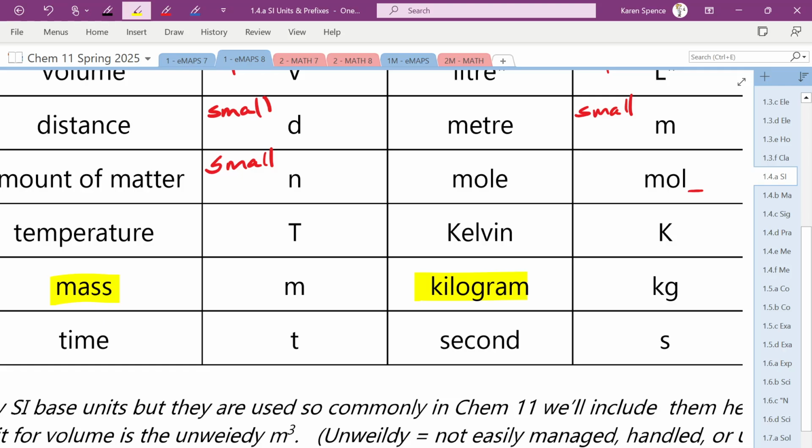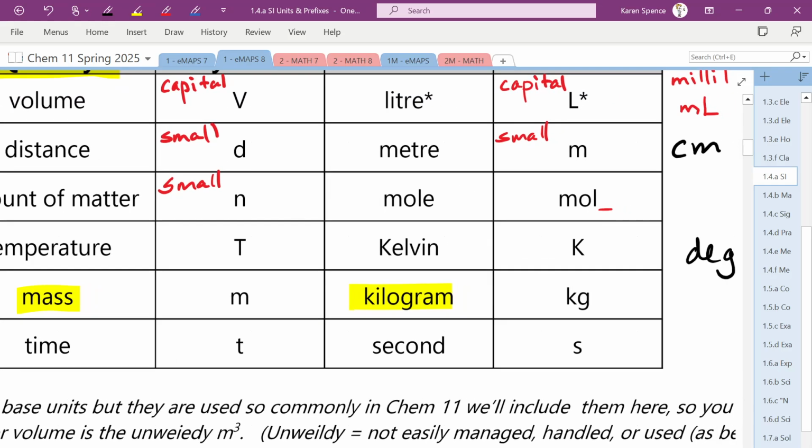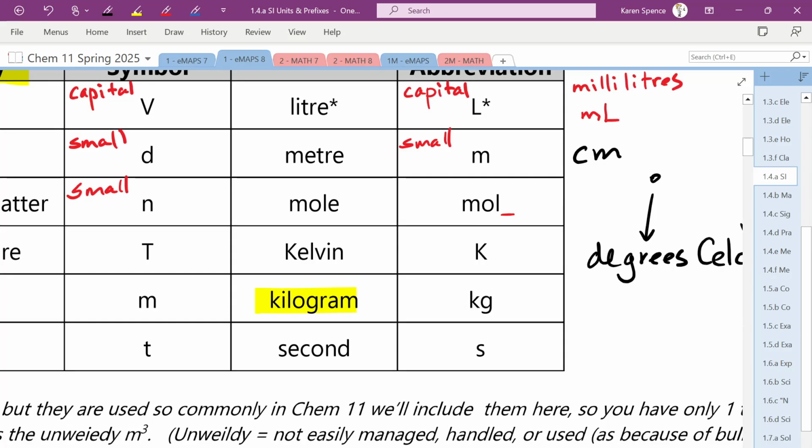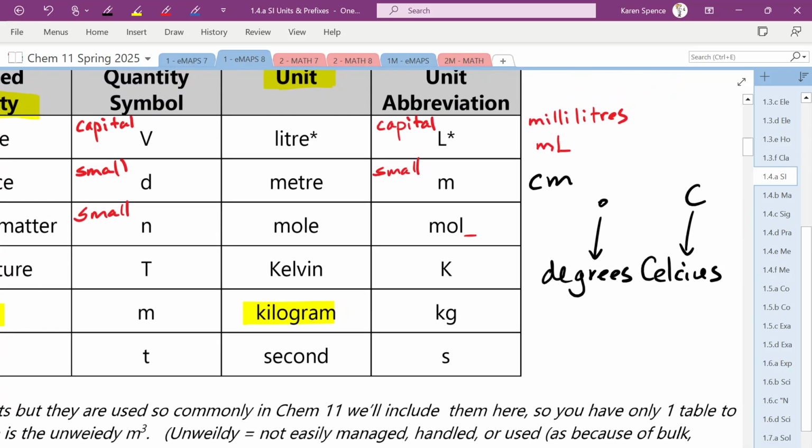But all of these things in here have been compared to some standard, and that's why we are learning them here. So Kelvin, degrees Celsius. We will be using degrees Celsius, but you do need to know that the SI unit is the Kelvin. All right.